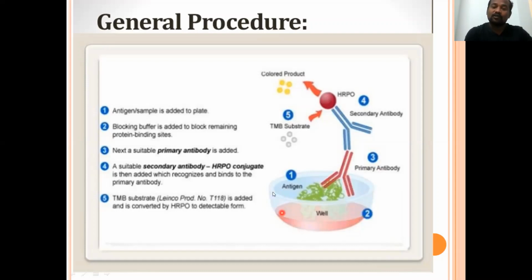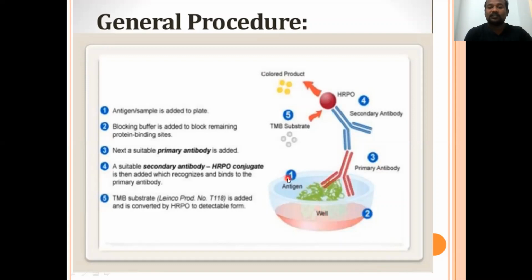Not only antigen, you may attach the antibodies also. So if you want to find out the presence of antigen, you may attach the antibody. If you want to find out the antibodies present in the sample, you may attach the antigen. So in this picture, there will be attachment of antigen in the microtiter plate, right?